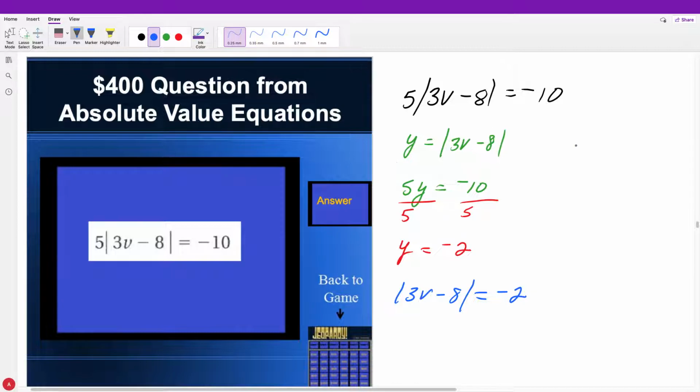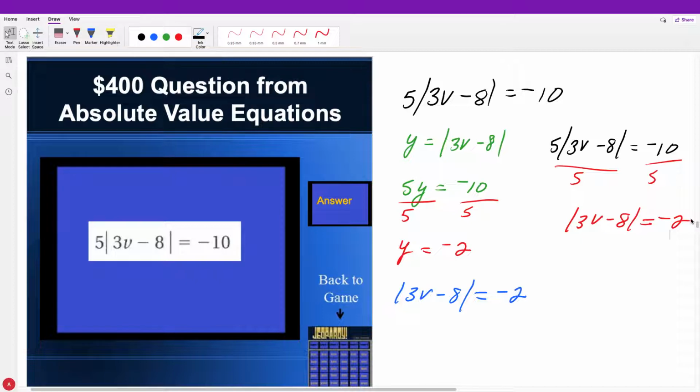And you don't have to do that. If this is something that doesn't confuse you, you could have right away just kept it in this form and divided each side by 5 to get to your absolute value of 3v minus 8 is equal to negative 2. It's just showing you how you can do it if that isolating with the absolute value confuses you, because some people want to try and distribute the 5 in, which will not be correct.